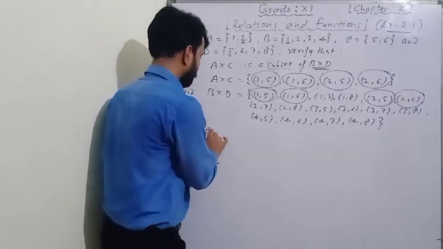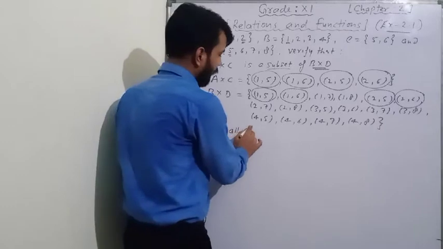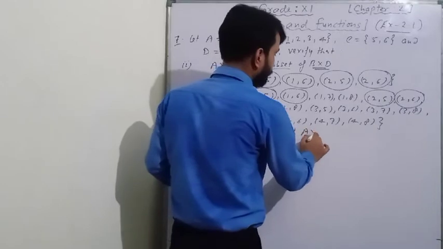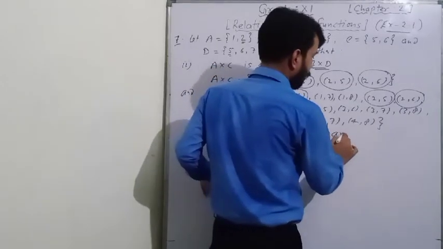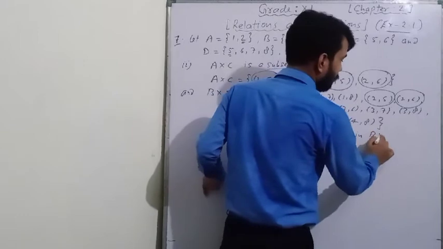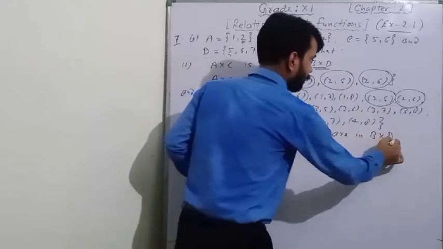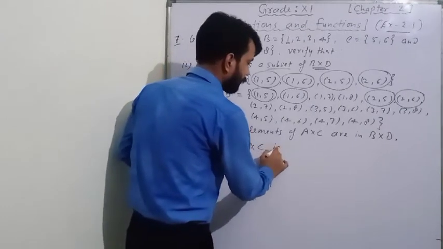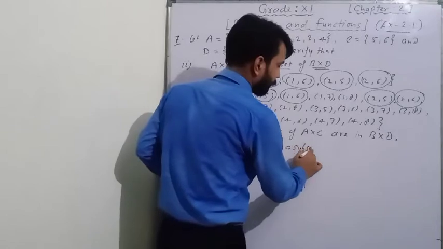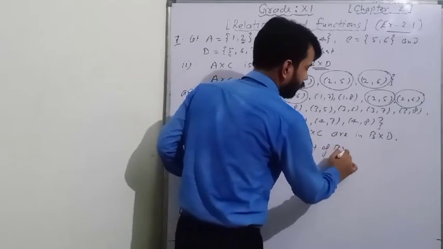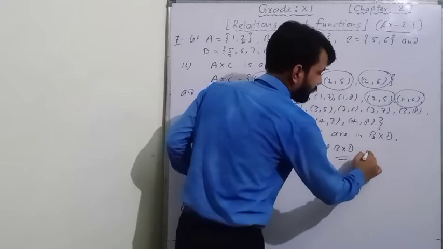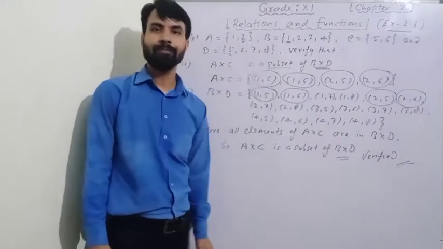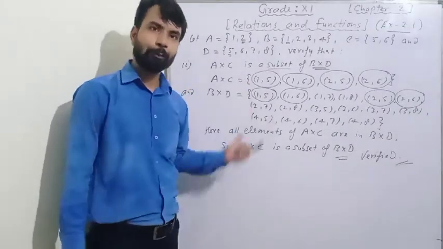Here, all elements of A cross C are in B cross D. So A cross C is a subset of B cross D. Hence it is verified. Clear? Good. So pause the video, note it fast.